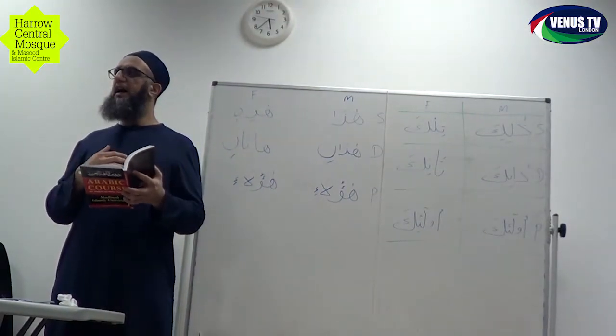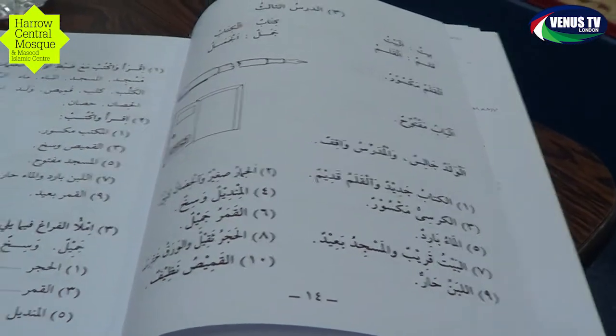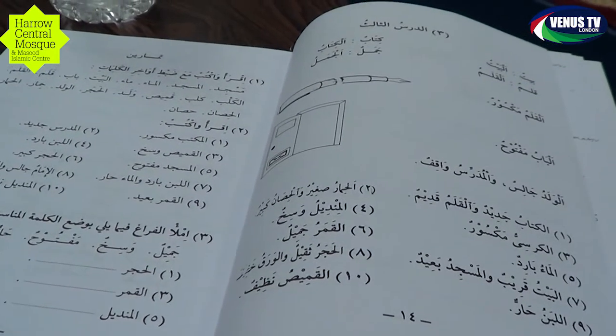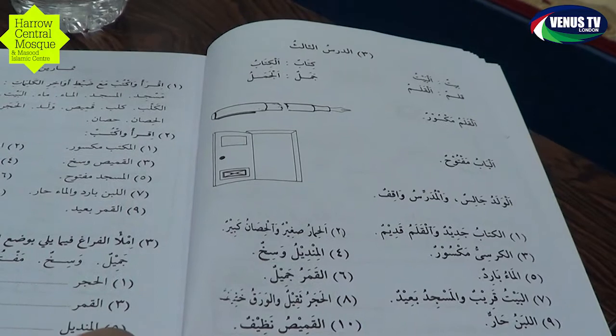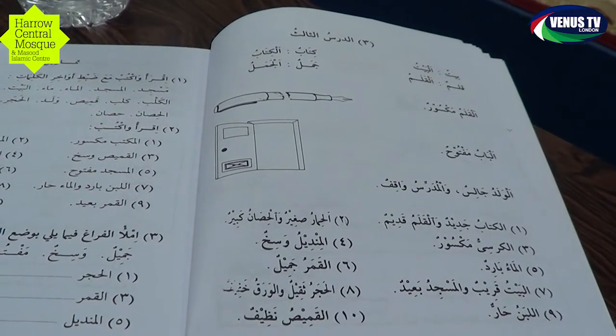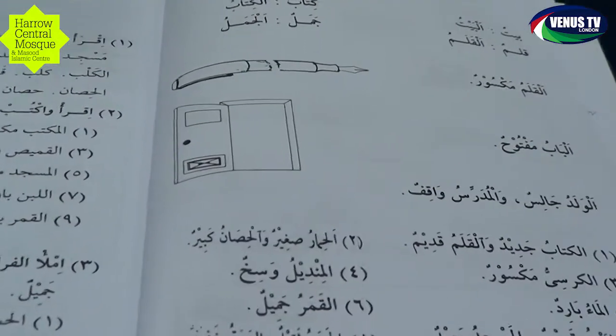Wal-mudarris, what does mudarris mean? Teacher. The teacher. Waqifun, standing. Okay? So, the boy is sitting, wal mudarrisu waqifun, and the teacher is standing.